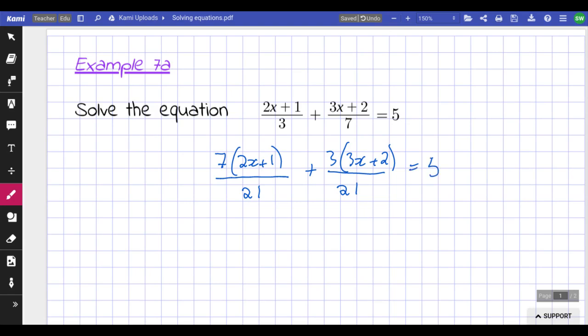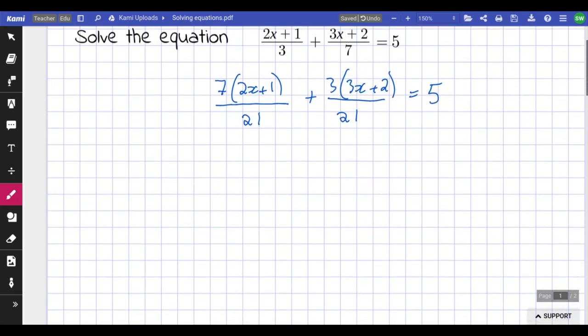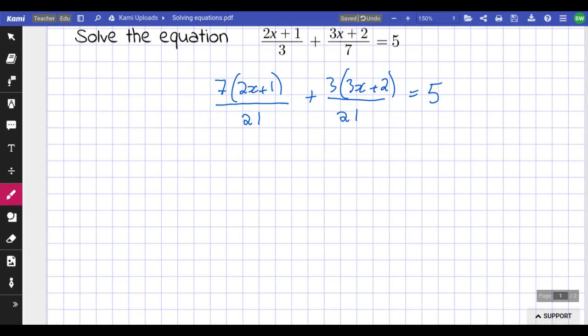So all of that's still equal to 5. We haven't changed the value. Here we've just changed the way this expression looks. So now we can write it as a single fraction, and the way to do that is just to combine it together. So 7 lots of 2x plus 1 plus 3 lots of 3x plus 2. All of that is now over 21, and all of that is still equal to 5.